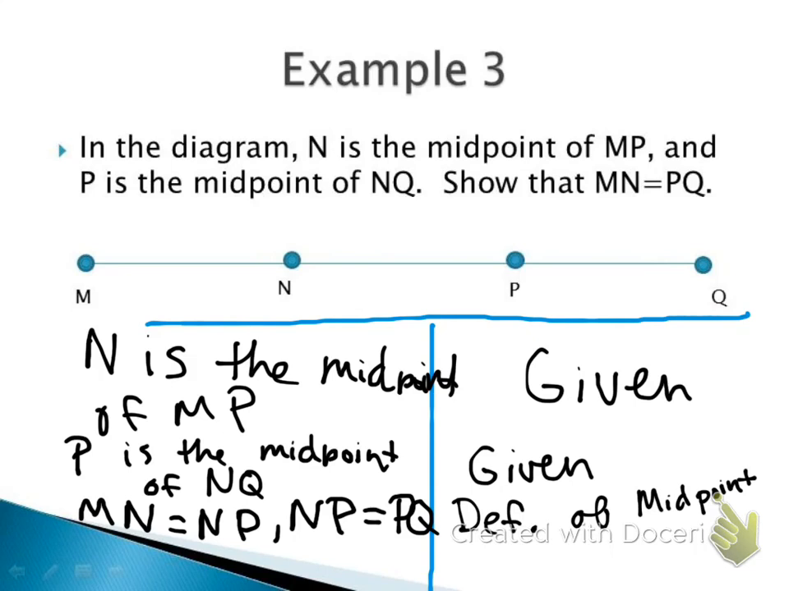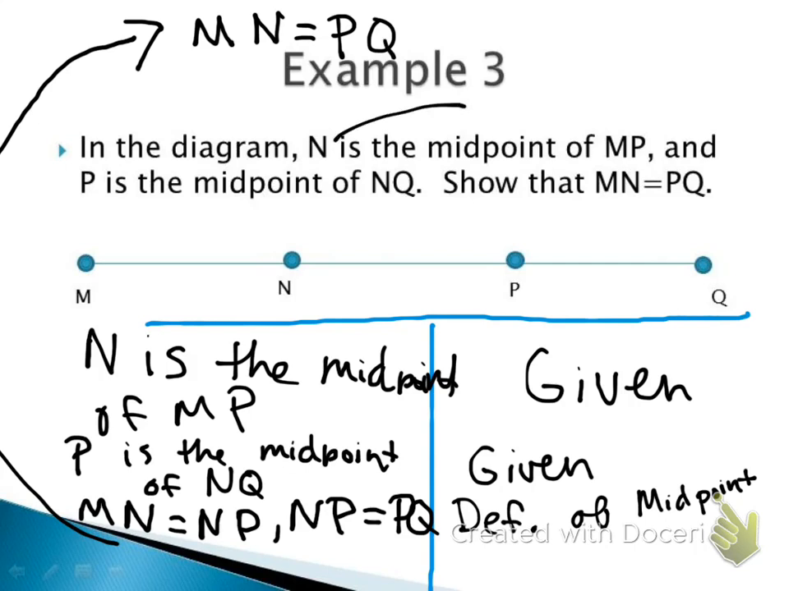Alright, I'm sort of out of space, so I'm going to write the last line actually up here on top so you guys can see it. I am now ready to say, well, MN equals PQ. How do I know that part? So all I did basically was cut out the middleman. I cut out the NP. That's the transitive property. Good.